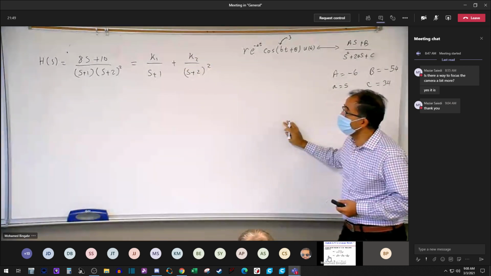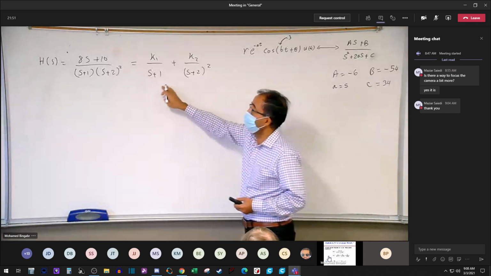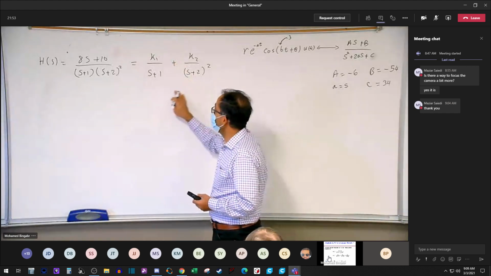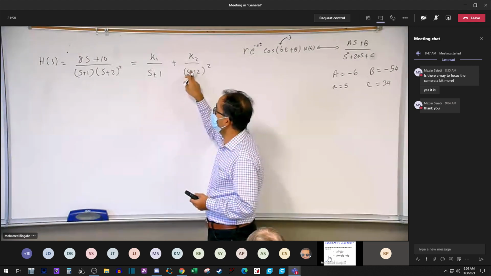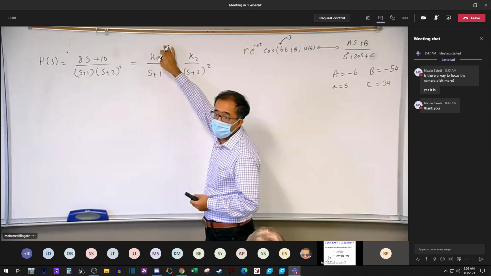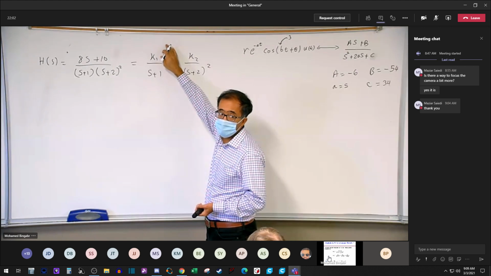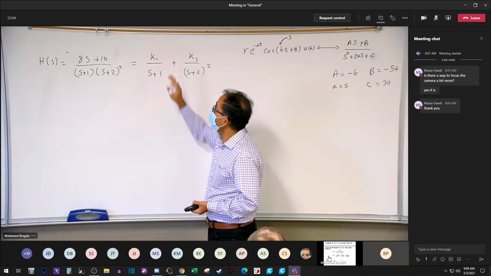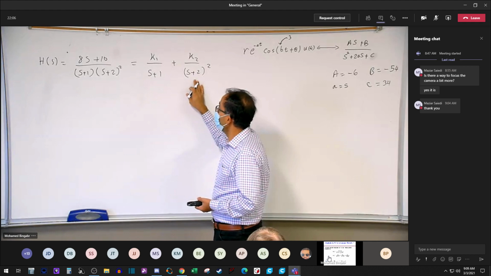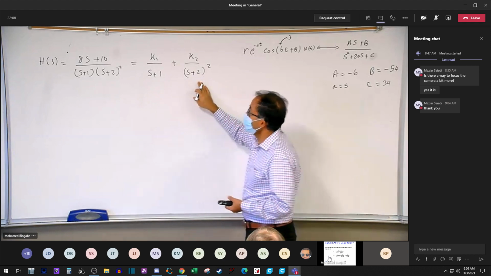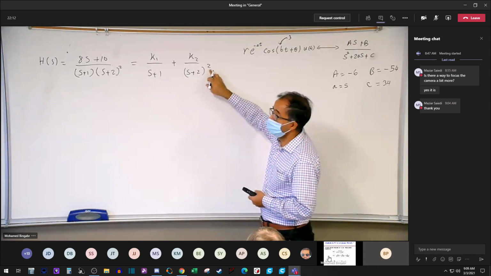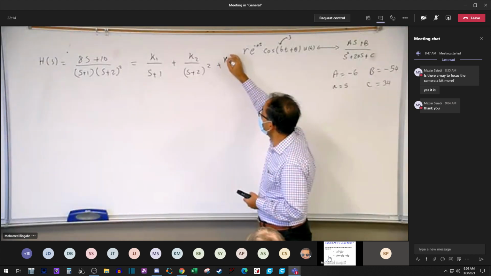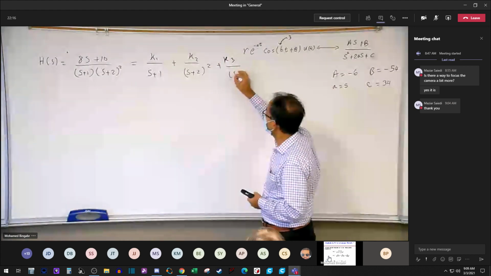If you do this, then when you try to add these two terms, you can find k1, but because this is s squared, you will end up with s squared in the numerator, and you will not be able to cancel it. So whenever you have repeated roots, you have to break it down even to the lower power. So that will be plus k3 over s plus 2.